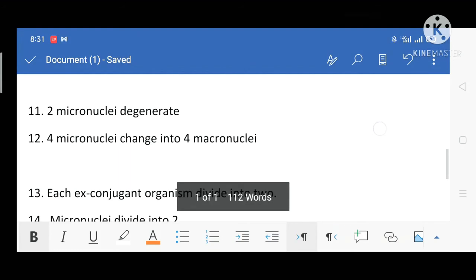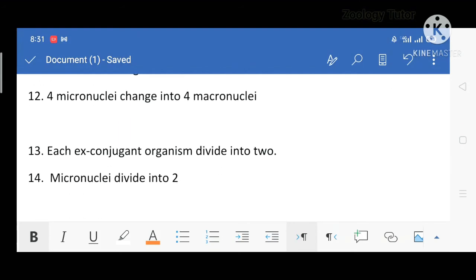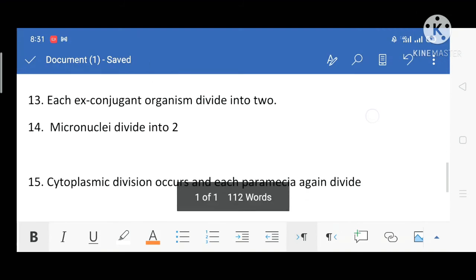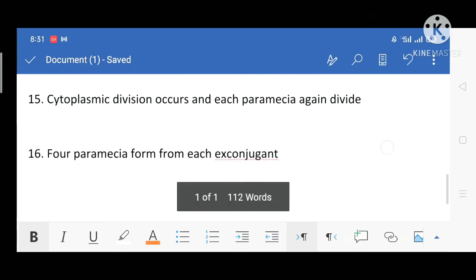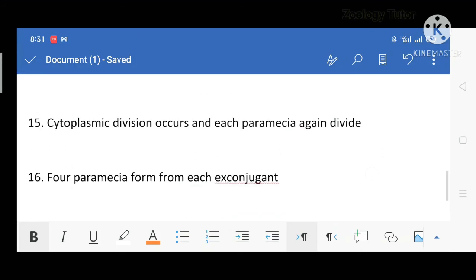So out of 8 we have 4 macronuclei. Now each ex-conjugant organism divides into 2 and the micronuclei divide also into 2. Then the cytoplasmic division occurs and each paramecium again divides. As a result, 4 paramecia form for each ex-conjugant.